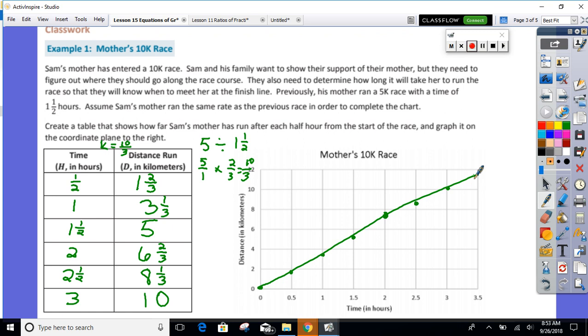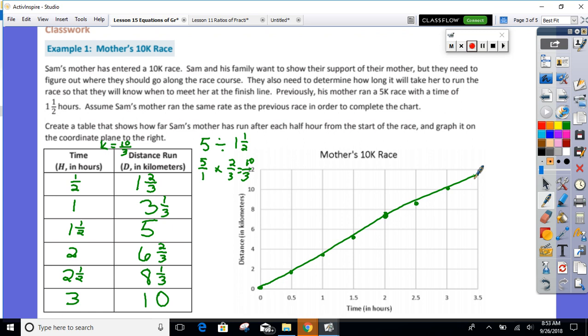Okay, part C, what does the ordered pair 2, 6 2/3 represent in the context of this problem? Emily? In 2 hours, Sam's mother can run 6 2/3 kilometers. Good. After 2 hours, Sam's mother has run 6 2/3 kilometers.